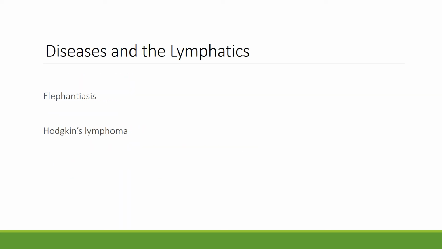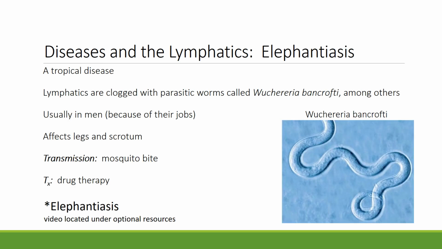Let's look at two diseases of the lymphatics, elephantiasis and Hodgkin's lymphoma. Elephantiasis does not really occur in this area of the world, but it's a very interesting disease. Elephantiasis refers to a parasitic infection that causes extreme swelling, usually in the arms and legs. The disease is caused by the filarial worm, which is transmitted from human to human through the female mosquito bite. The parasite grows into an adult worm that lives in the lymphatic system of humans. The treatment for this disease is drug therapy.